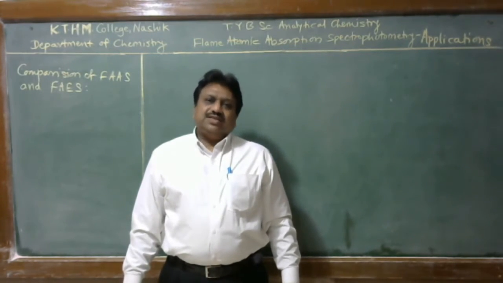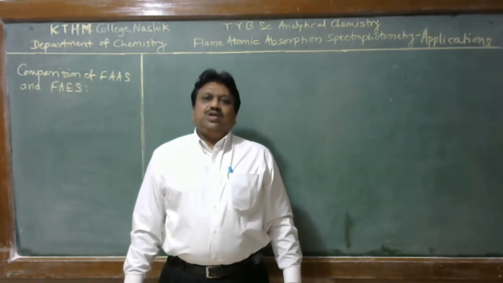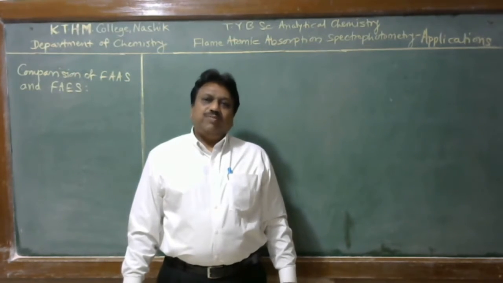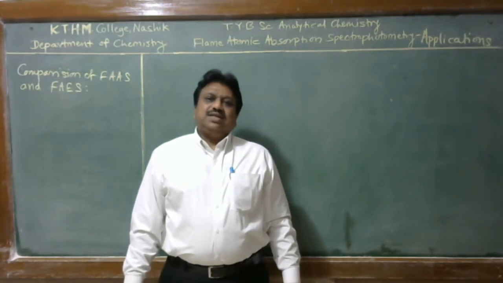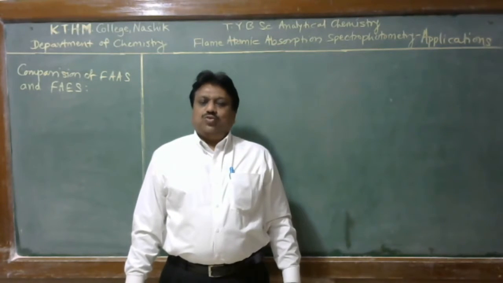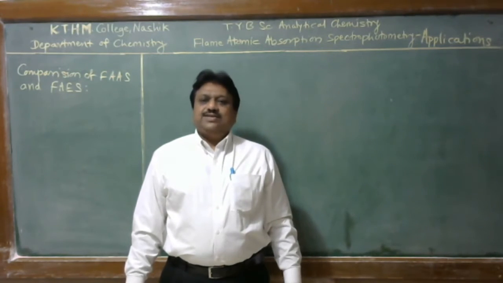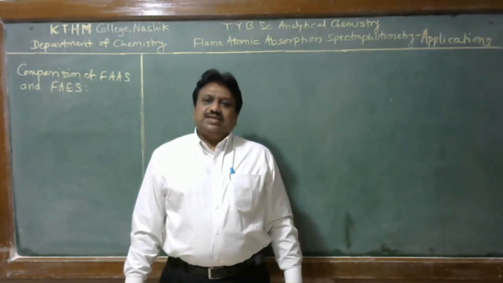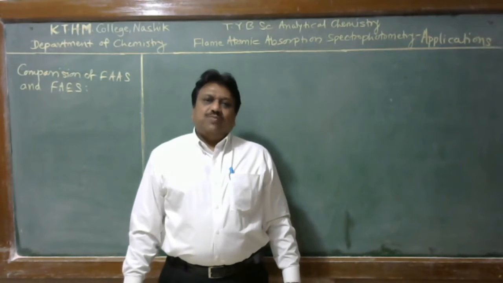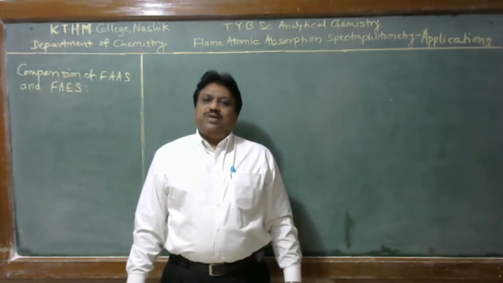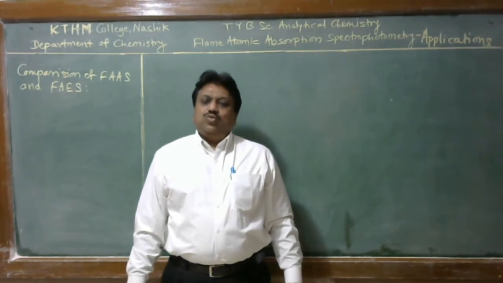Student, in the previous lecture we discussed the different types of interference that are likely to occur in absorption measurement of atomic species, that is, the interference in atomic absorption spectrophotometry. We also discussed the remedies to overcome these difficulties, as well as the advantages and disadvantages of plain atomic absorption spectroscopy. In today's lecture we discuss some important applications of plain atomic absorption spectroscopy and compare plain atomic absorption spectrophotometry with plain atomic emission spectrophotometry.